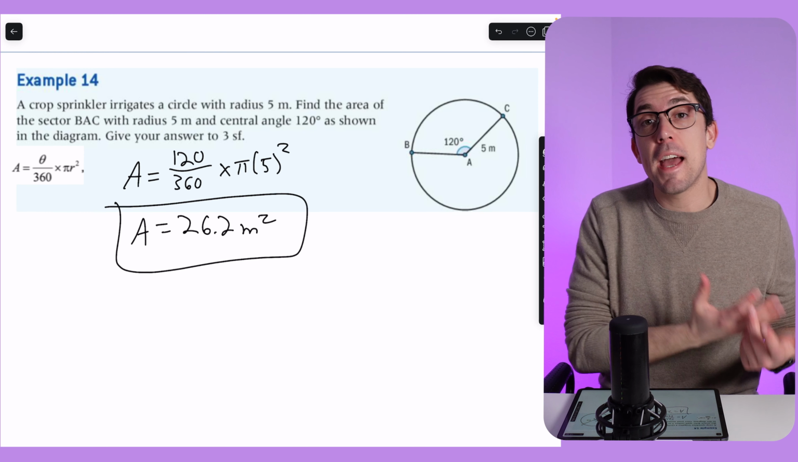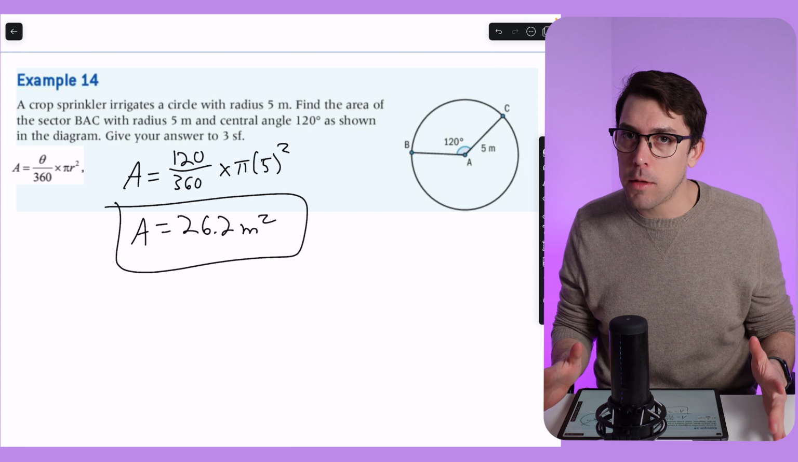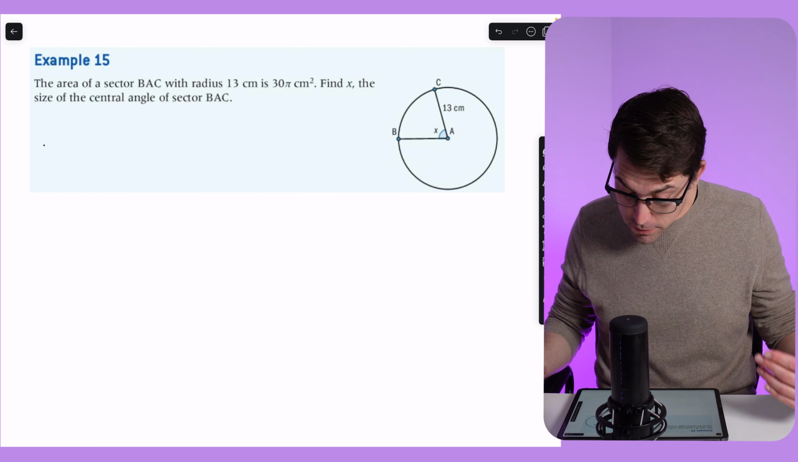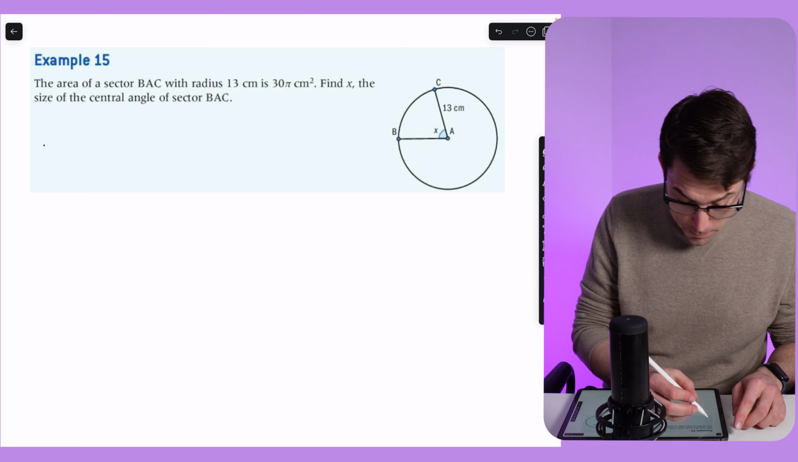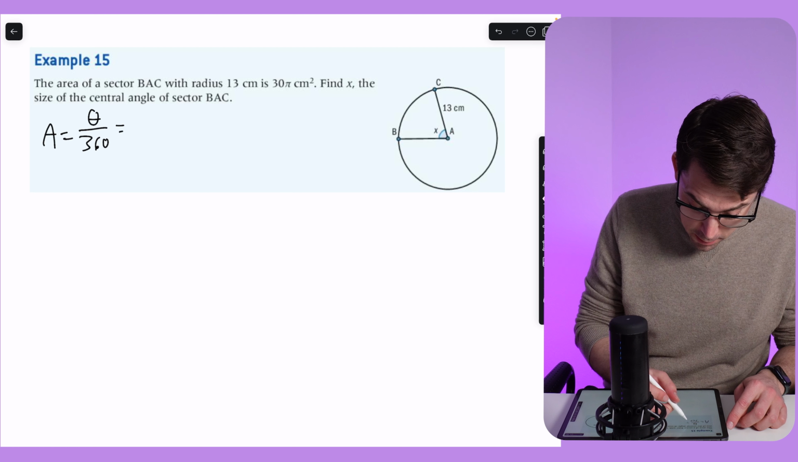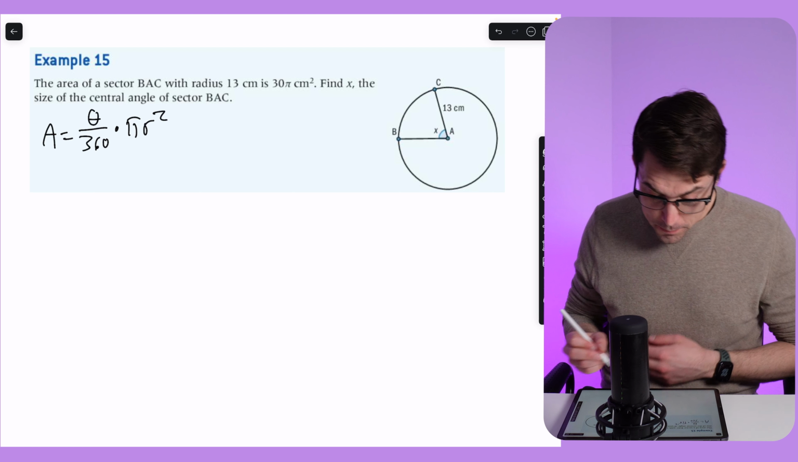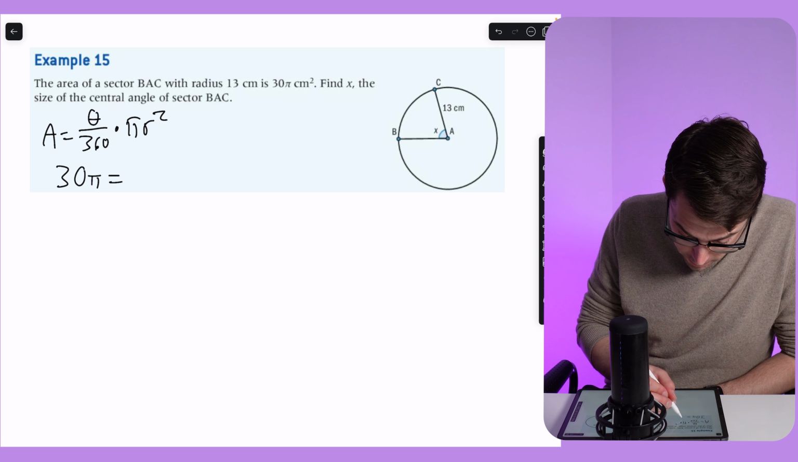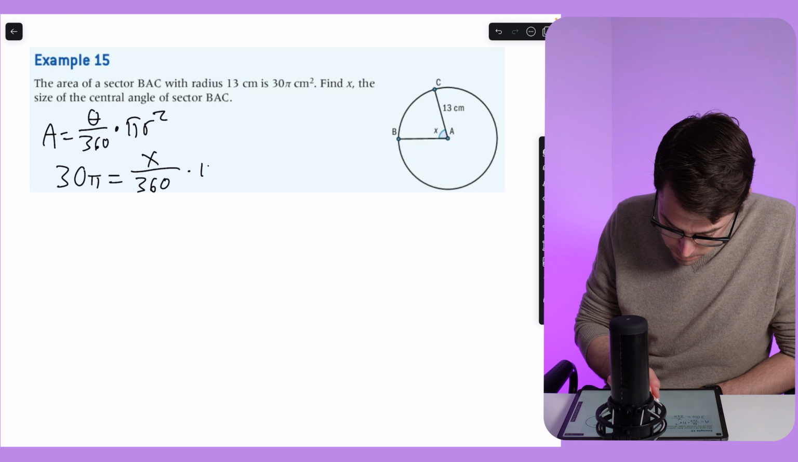But sometimes we might be given the area and we might want to solve for the central angle or the radius. And how do we do that? Well, let's take a look right here. I'm given that the area of sector BAC with a radius of 13 is 30 pi. I want to find the central angle. What helps is if I write out my formula, where I know that the area of the sector is equal to theta over 360 times pi r squared. And so now I can start plugging in values. I know that my area is 30 pi. We can call angle theta or x, it doesn't matter. We'll call it x over 360 times pi, and what is r?